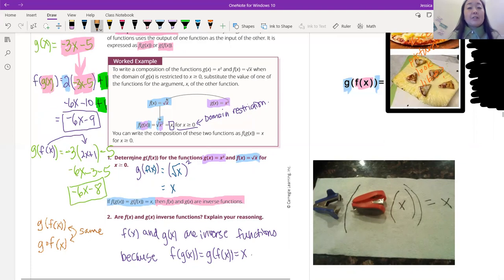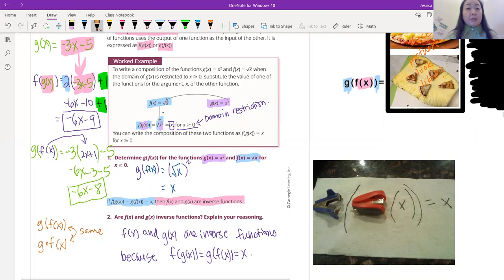So now let's look at the worked example. I got sidetracked. I should stop. So here we go. We're saying that g of x is equal to x squared and f of x is equal to the square root of x. Of course, we have the domain restriction because we want it to be a function, right? If one of them is not even a function, we can't have inverse functions. So again, we have our domain restriction right here. That has to be stated.